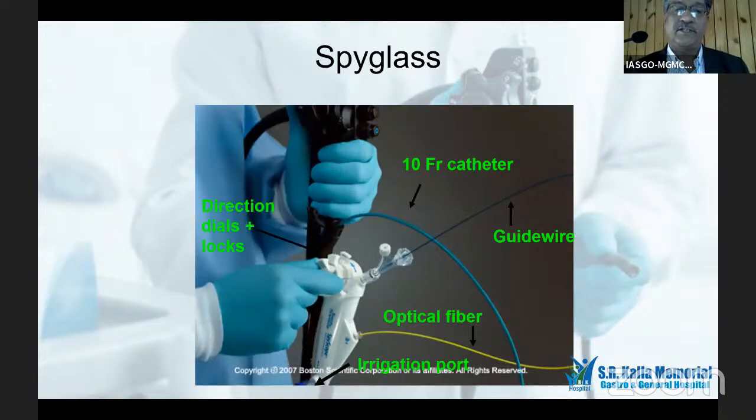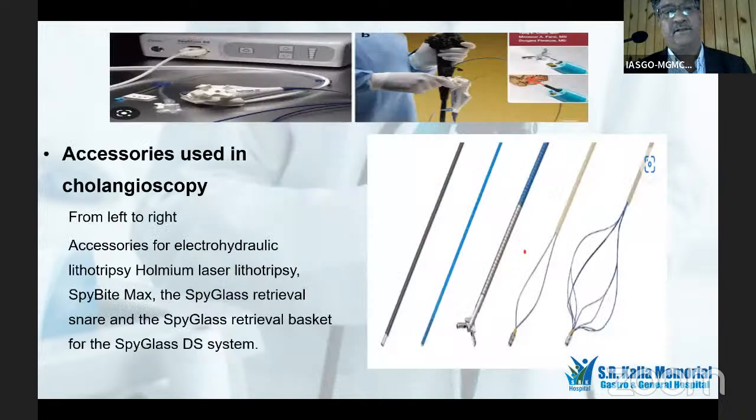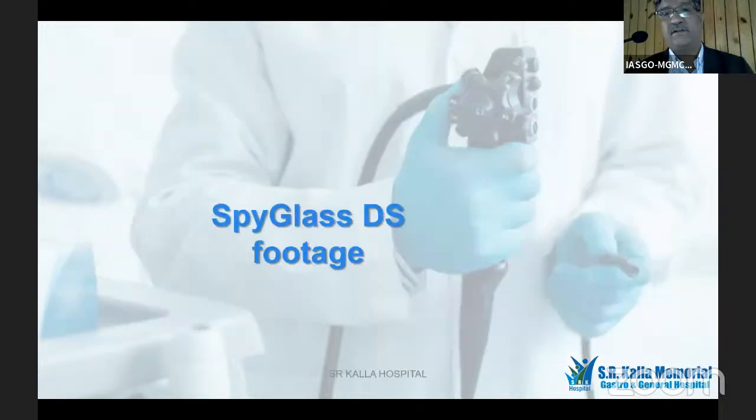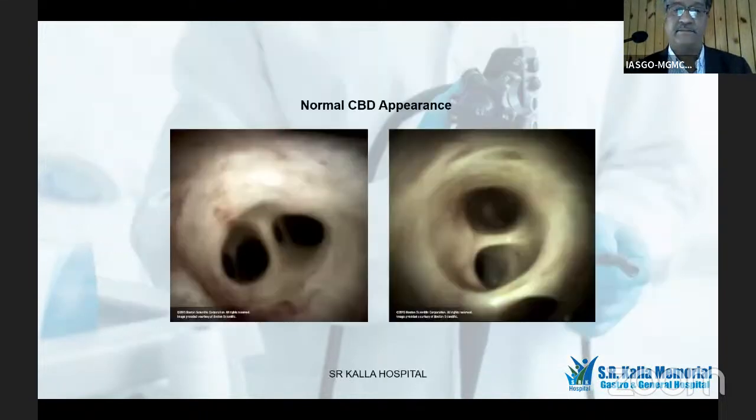Now, this is how the instrument works. It gets attached to your ERCP scope. A single person can operate. These are the accessories available for the equipment. We have basket snares. We have EHL probes. We have laser lithotripsy forceps for taking out forgotten stents, etc.